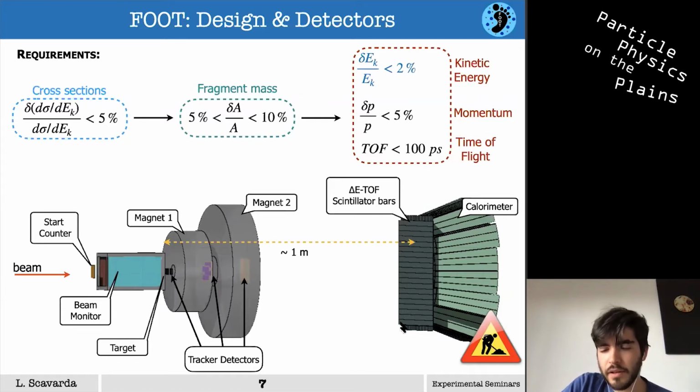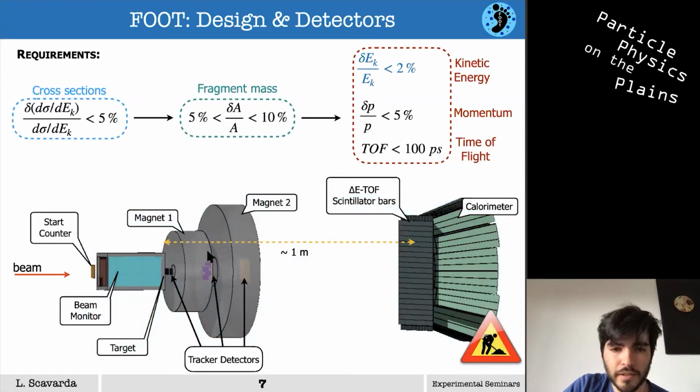After this, we have what we like to call the top wall, which is again a plastic scintillator composed of scintillating bars, vertical and horizontal. Thanks to this detector, we have the stop of the time of flight, but also the charge of the particles from their energy loss inside the scintillating bars. The last detector is the calorimeter.